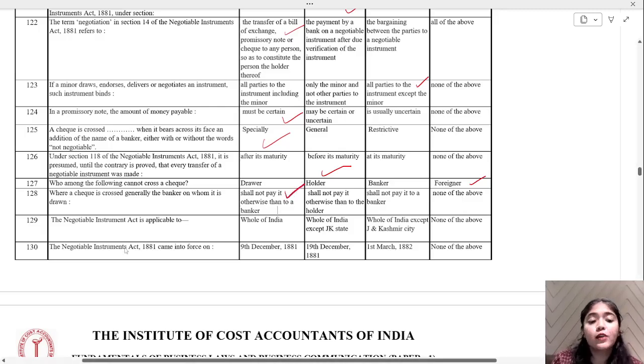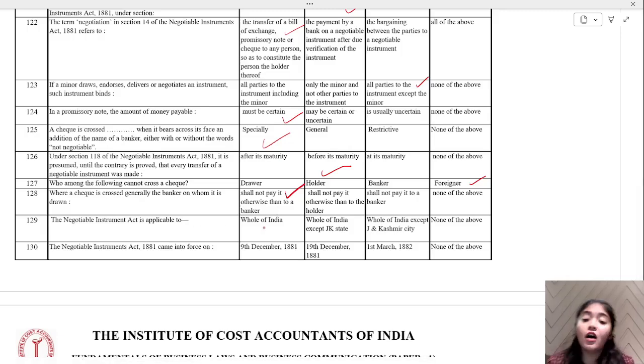Okay. Negotiable Instrument Act is applicable to whole of India except Jammu Kashmir state, whole of India except Jammu and Kashmir city, or none of the above. It applies to whole of India now. Negotiable Instruments Act 1881 came into force on which date? They are asking you dates also. You have to remember this.